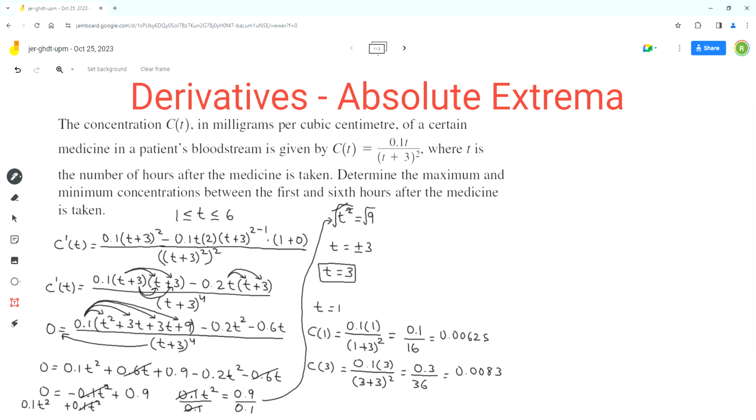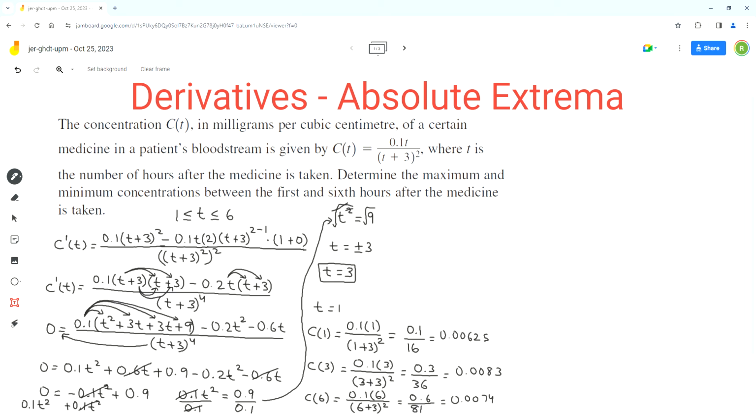Now we have to find the value of the concentration at t equals 6. So we'll sub in t as 6 in the given concentration function. So 0.1 times 6 over 6 plus 3 squared, which is equal to 0.6 over, and then 6 plus 3 is 9, and 9 squared is 81. And now we can do 0.6 divided by 81, which is equal to 0.0074.